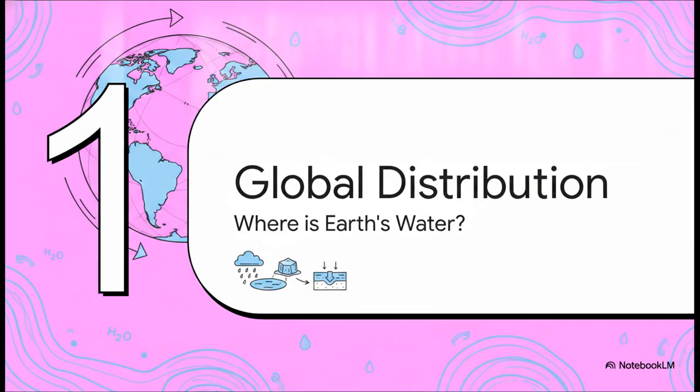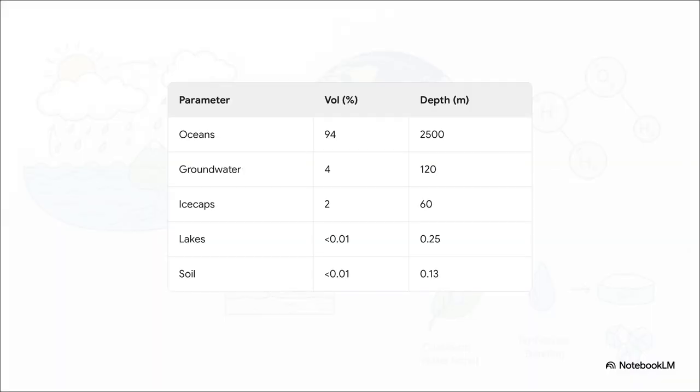All right, let's jump straight into Part 1, global water distribution. Basically, where exactly is all of Earth's water hiding? Okay, let's dive right into this because the sheer scale of these numbers is absolutely staggering. Our oceans and seas hold a massive 94% of the Earth's water volume. To put that into perspective, if you took all that ocean water and spread it evenly across the entire globe, you'd be standing under a layer of water 2,500 meters deep.